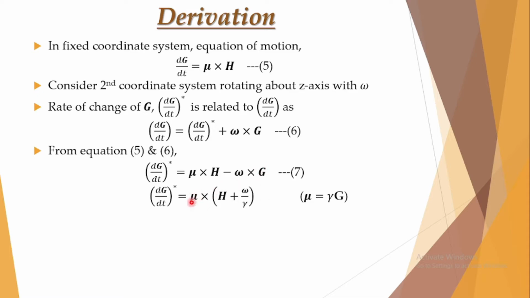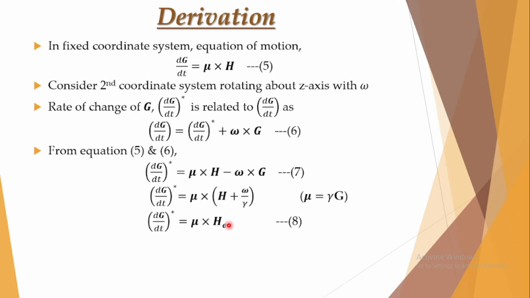So if we take mu common outside, we can write it as (dG/dt)* is equal to mu × H as it is. Instead of minus, we will be having plus, because we are going to interchange omega and mu, and we are remaining with omega by gamma. So G is equal to mu by gamma, that is omega × mu/gamma, which is equal to minus mu × omega/gamma, mu taking outside, we are remaining with this equation. And if we compare it with equation number 5, we can see that we have mu × H, and here it is mu × H plus something, and that we are going to write it as He.